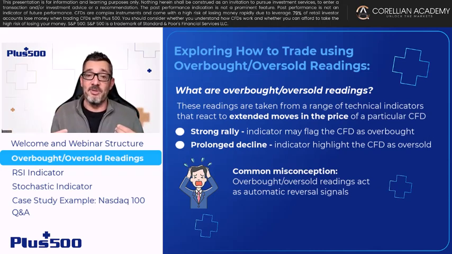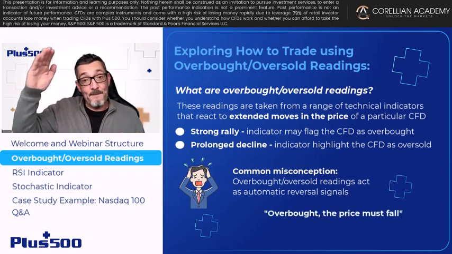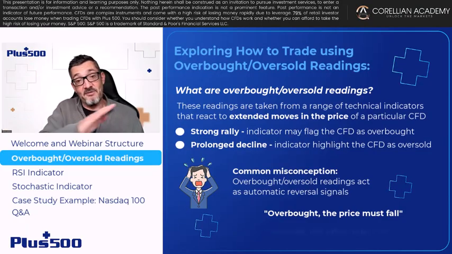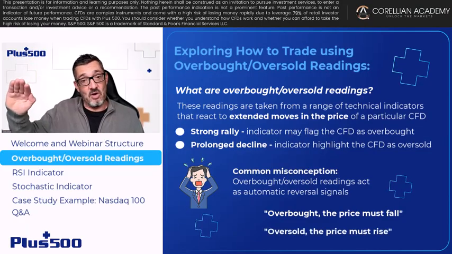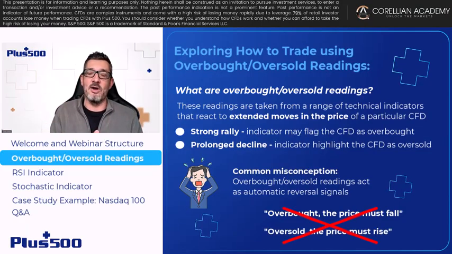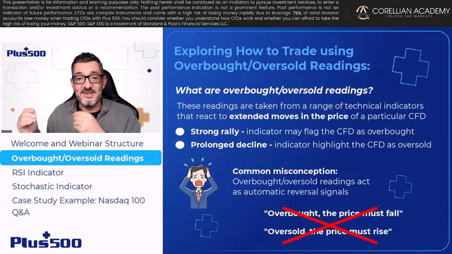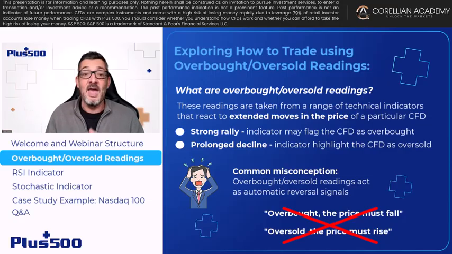The thinking often goes something like this. If it's overbought, then the price must fall. And if it's oversold, then the price must rise. But that simply isn't how markets behave. An overbought reading doesn't mean the market has run out of buyers, and an oversold reading doesn't mean that sellers have just disappeared.